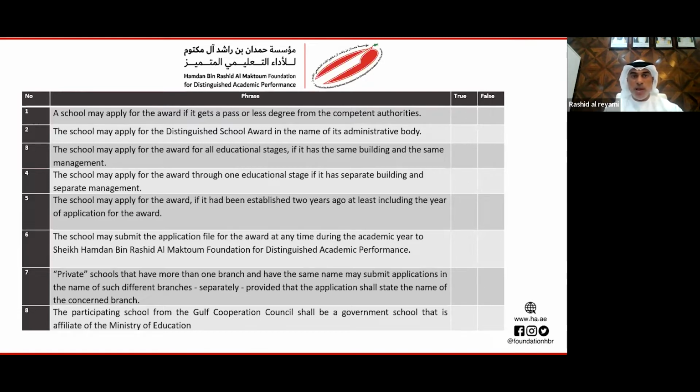Okay. The school may apply for the Distinguished School Award in the name of its administrative body. No, we can only apply in the school's name, not in the administrative body's or the principal's name. The school may apply for the award for all educational stages, which is all educational cycles, if it has the same building and the same management. So if I have a school from K to 12 in the same building, I can apply as one school. Yes, thank you.